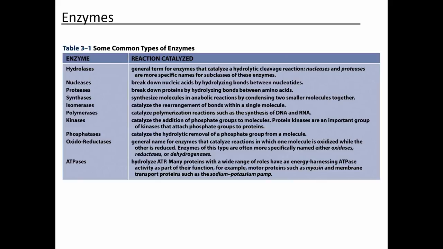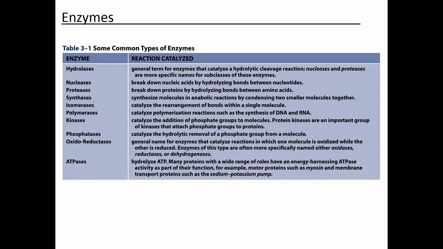Another class of enzymes that you should know are oxidoreductases. And these also have other names. They can be simply called just reductases or dehydrogenases. And these enzymes catalyze oxidation reduction reactions. So oxidoreductases catalyze oxidation reduction reactions. And we'll see two examples for these.